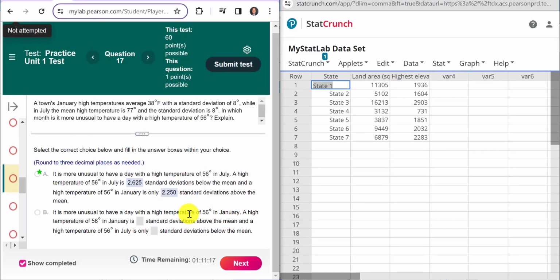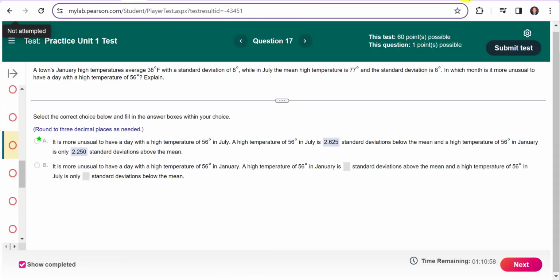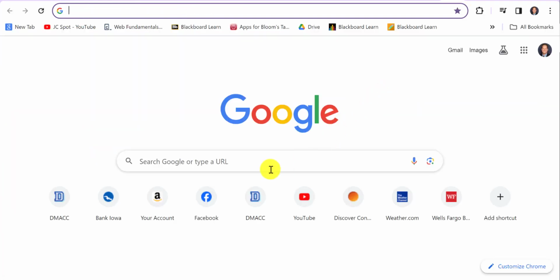The town's January high temperature was 38 degrees Fahrenheit, standard deviation of 8 degrees, while in July the mean was 77, standard deviation of 8. In which month is it more unusual to have a high temperature of 56? So this is like a z-score calculation. And I'll just do that really quick. We'll just do it on Google here.